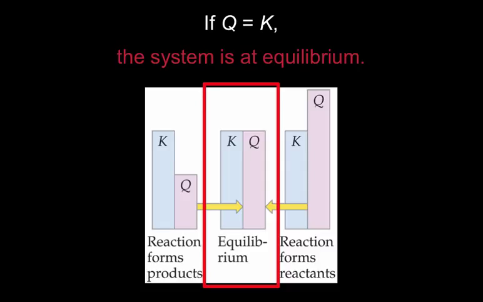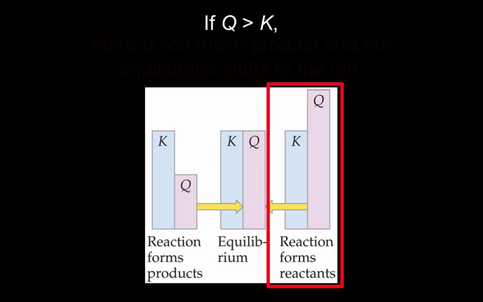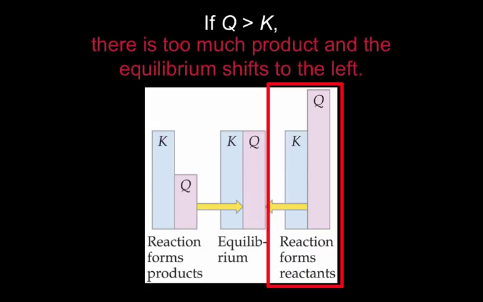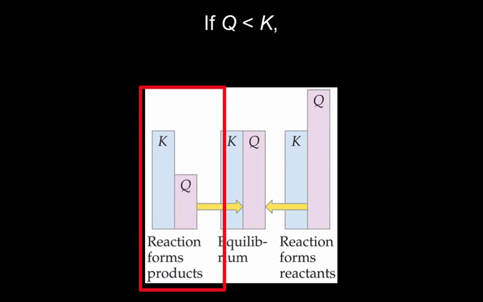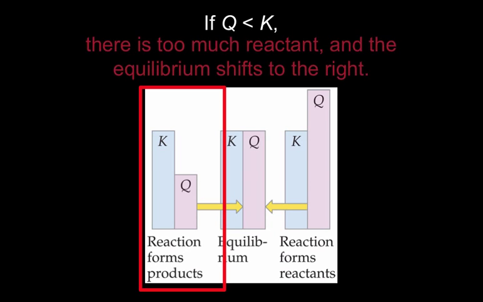If Q is equal to K, then the system's at equilibrium. If those two values are equal, then it's reached equilibrium. If Q is greater than K, then the reaction will proceed to the left to reach equilibrium. So if Q is more than K, then the equilibrium is going to shift to the left in order to reach equilibrium. If Q is less than K, then the reaction will proceed to the right to reach equilibrium.